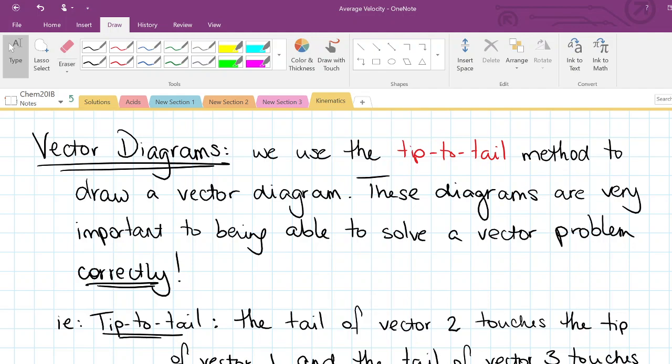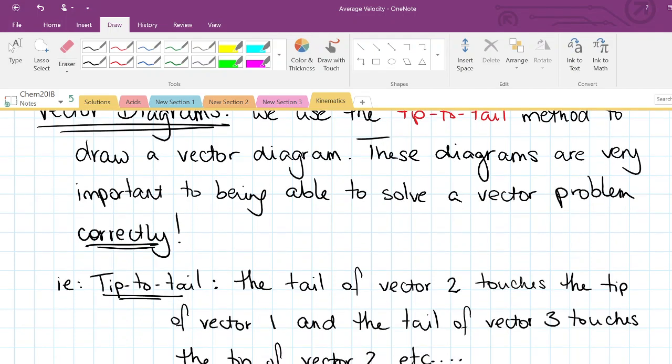And if you draw your vector diagram correctly, you will solve your vector problem correctly. Typically, if you draw your diagram incorrectly, it'll lead to an incorrect solution. So it's very important that you're able to draw these diagrams properly.